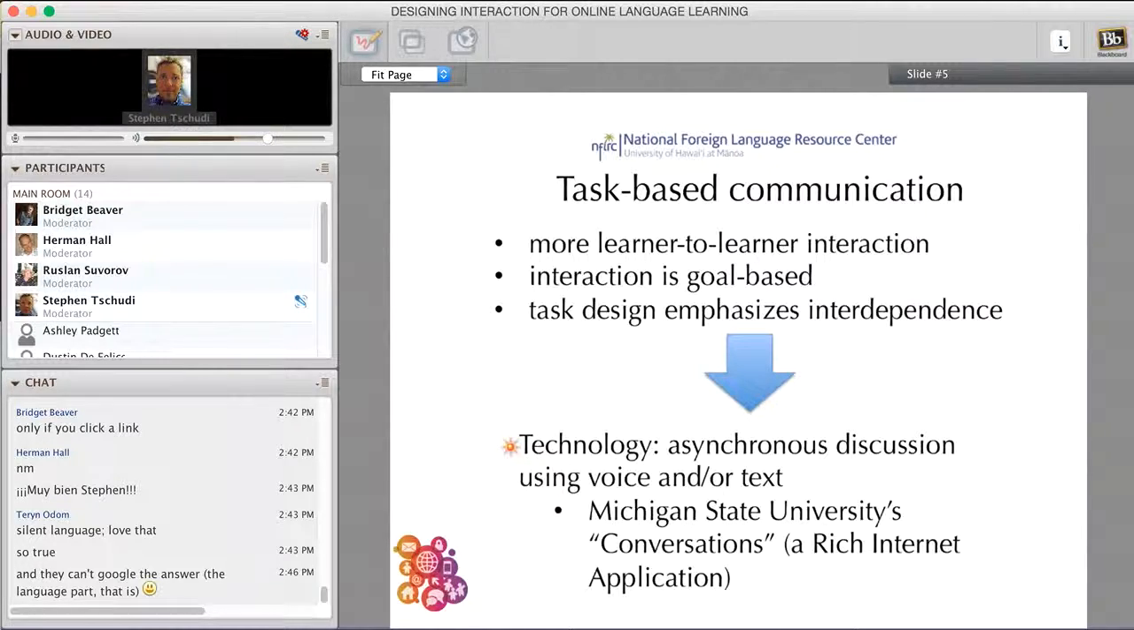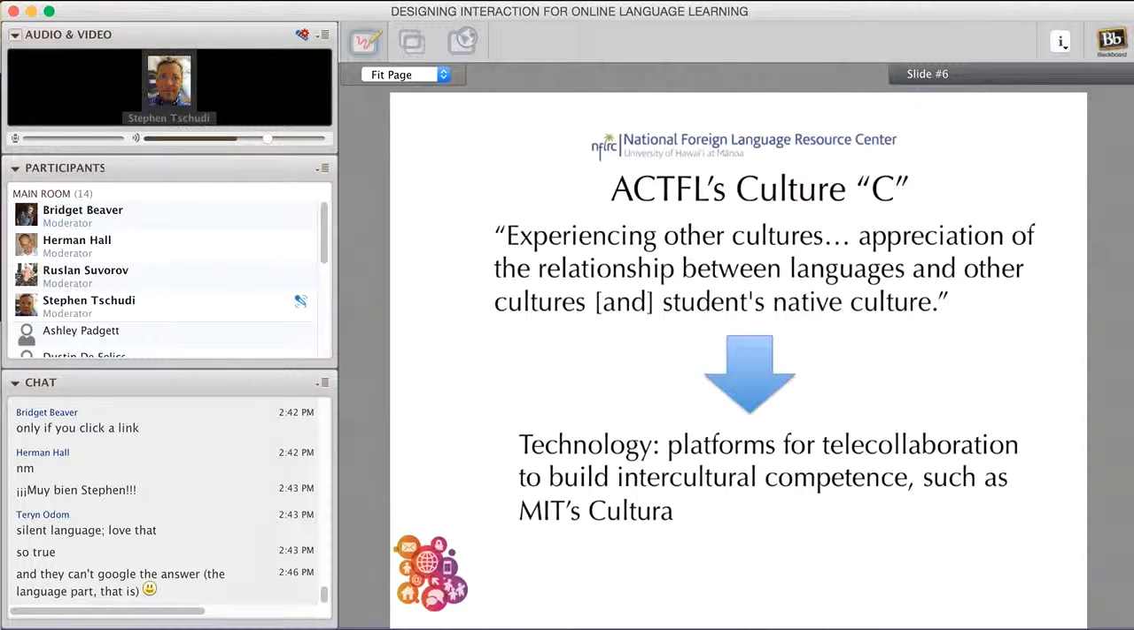All right. So moving on to the next of my 4 trends, that is Axel's Culture C. The Culture C emphasizes experiencing other cultures, developing appreciation of the relationship between languages and other cultures and the student's native culture. So this takes us back a little bit to that building the bridge and crossing the bridge, looking back at your own culture through the lens of the other culture.